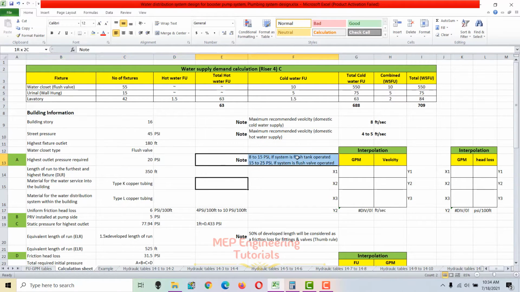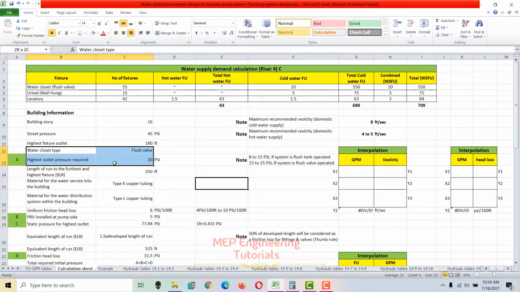If you see the note in here, if the system is flush tank operated, 8 to 15 psi we have to use as the operating pressure, and if the system is flush valve operated we have to use 15 to 25 psi. Since in our case we said that the water closet is flush valve operated, this second case, 15 to 25 psi, we can use, so we have used 20 psi in here.